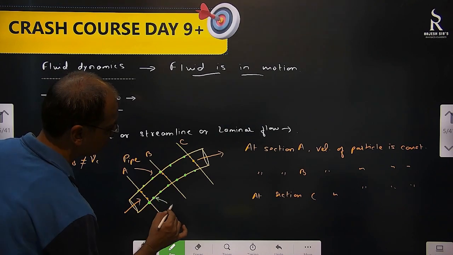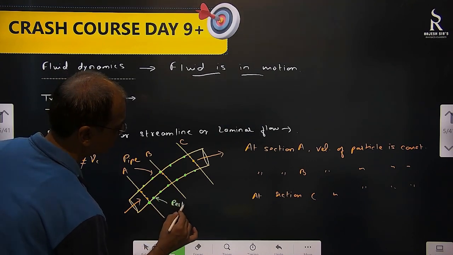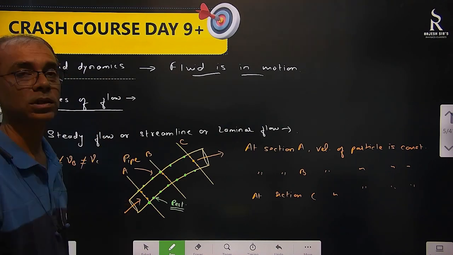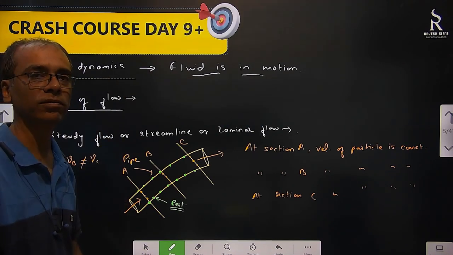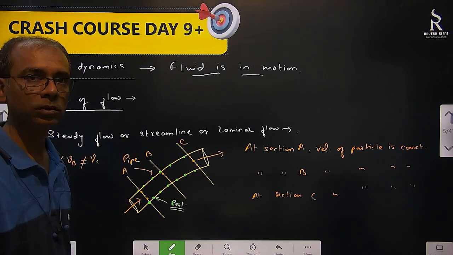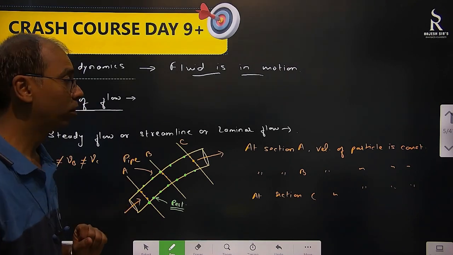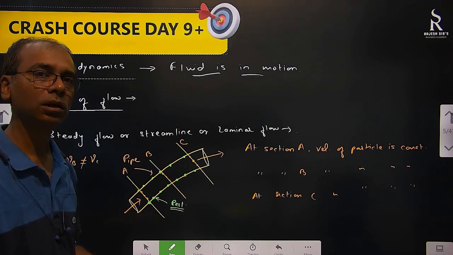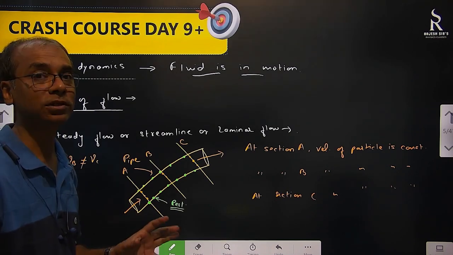Okay, these are at rest. And which one? Steady flow or streamlined flow or laminar flow. Right, this is steady flow. Then second one we are going for turbulent. In between is unsteady flow.